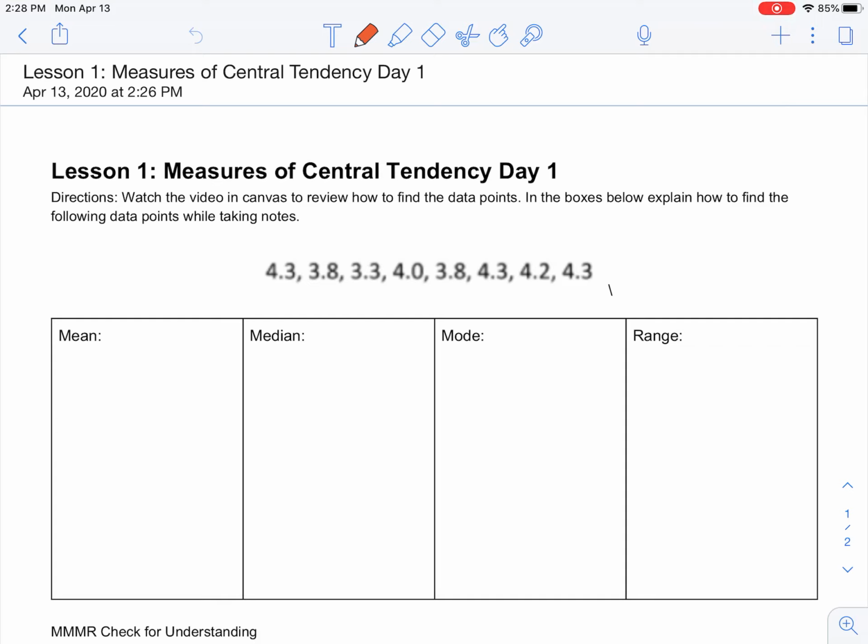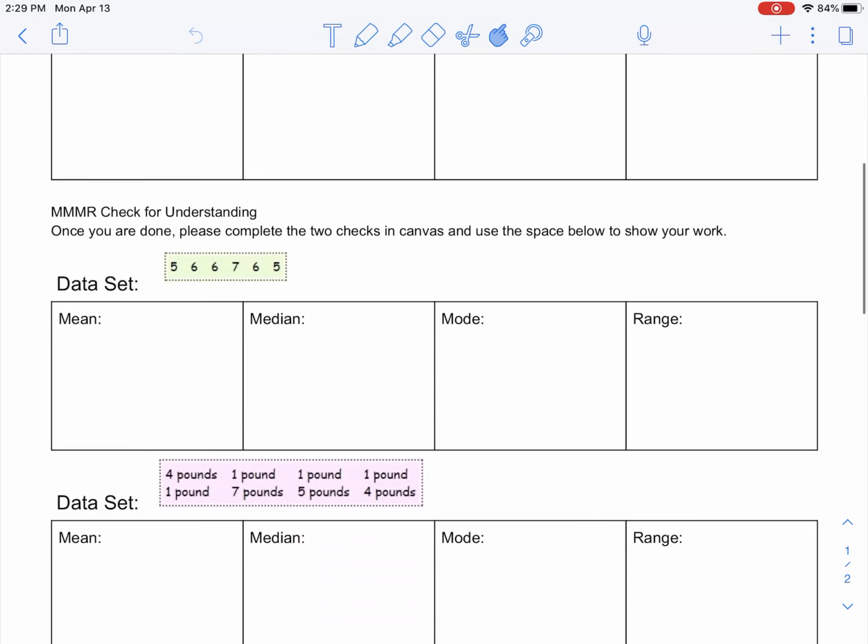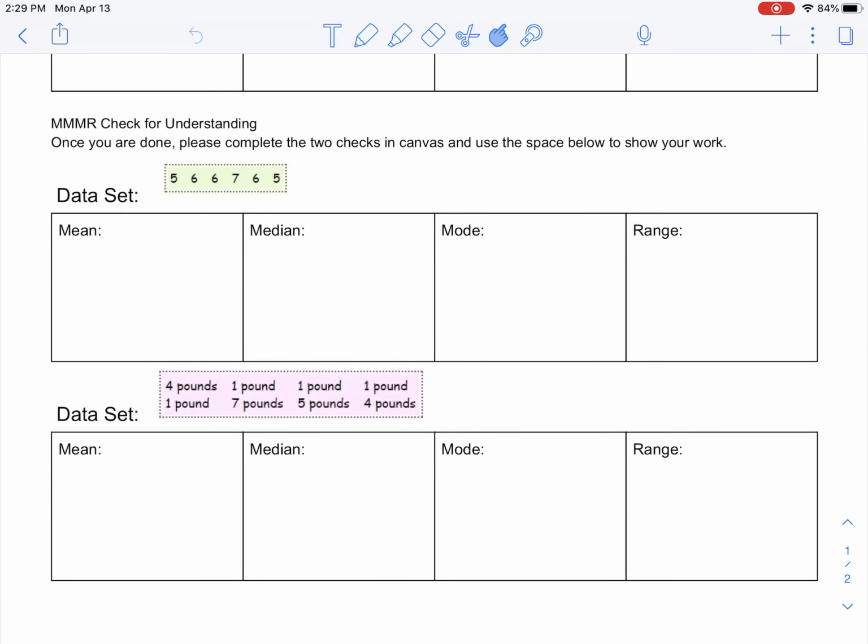That way, when you're going to do the check, you have something in front of you to write on. So starting with lesson 1, we are strictly going to talk about the 4 measures of central tendency. We're going to talk about mean, median, mode, and range with one data set. That's all our notes are going to be on. And then you are going to have 2 checkpoints to do in Canvas, and that's linked as a quiz, as always, counting as a homework and classwork grade right now.